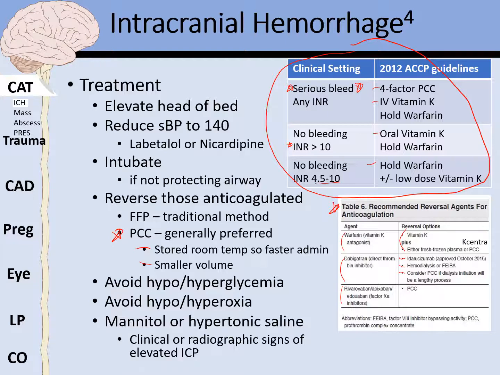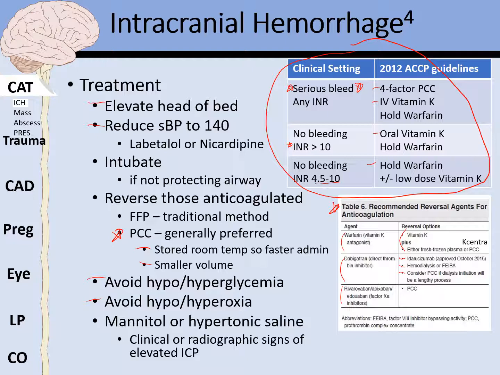Treatment of intracranial hemorrhage beyond reversal is trying to prevent the brain from further damage. This is done by reducing the intracranial pressure. The easiest method is to elevate the head of the bed, but you also should reduce the systolic blood pressure to below 140, which is usually done in conjunction with a neurosurgeon, though initiated by us as soon as possible. You can also protect the brain from further damage by avoiding hypo or hyperglycemia and hypo or hyperoxia.